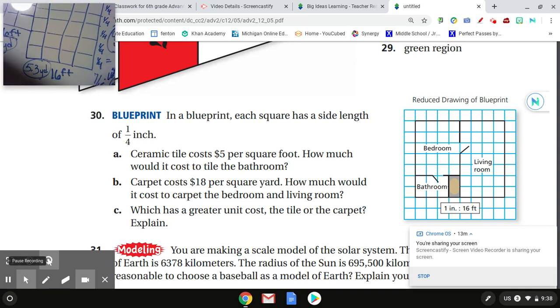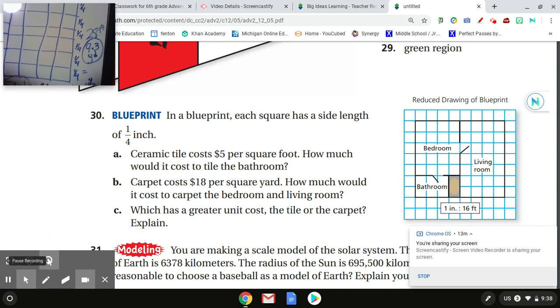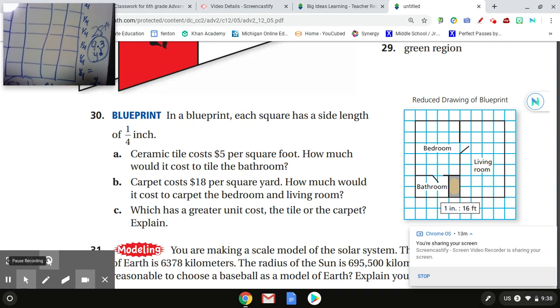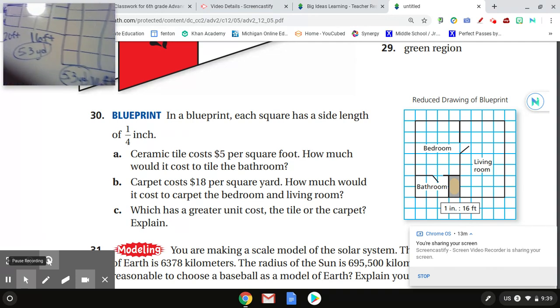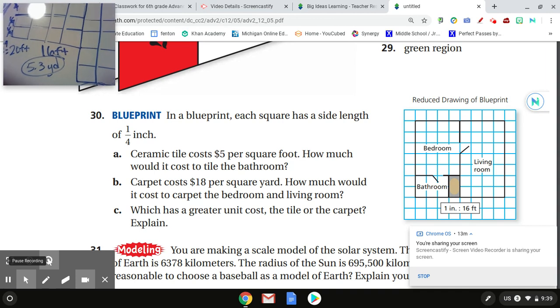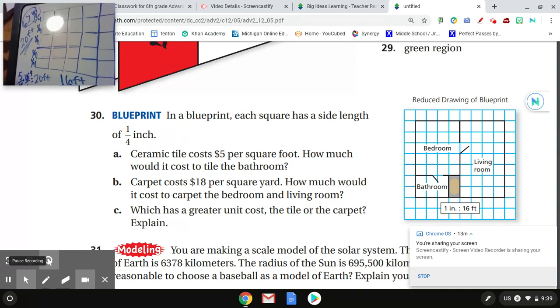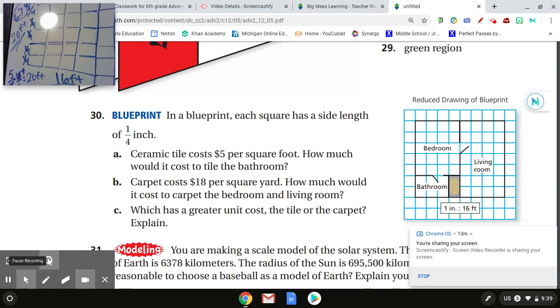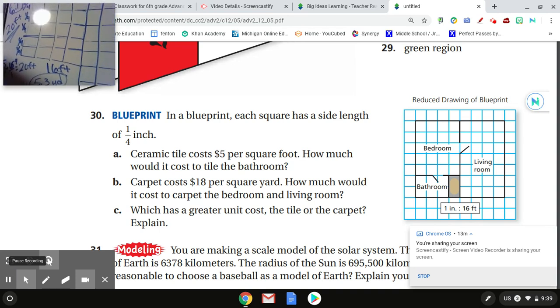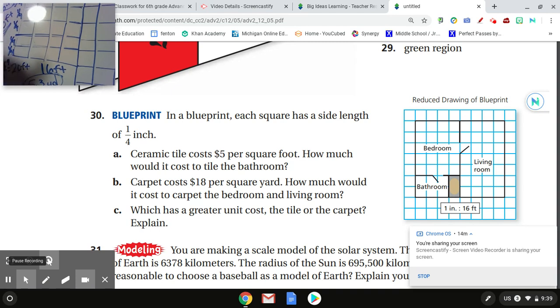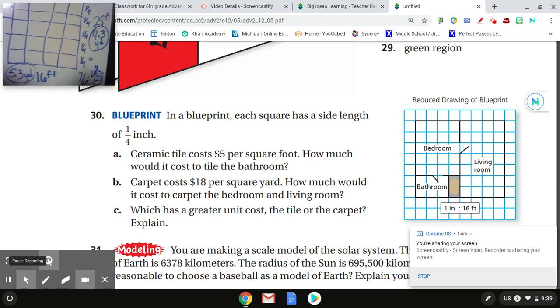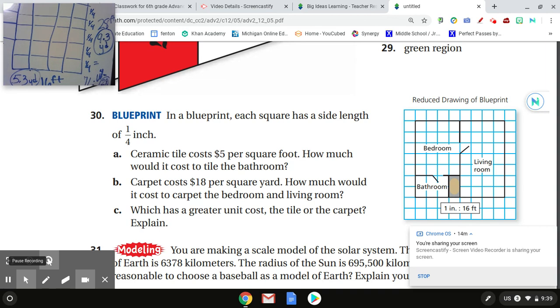Okay, so if you divided each length and width by 3, you should have gotten 9.3 yards by 5.3 for the living room, and then 5.3 width for the bedroom and 6.7, I just rounded, for the length of the bedroom. Then you multiply these two to get your area, right? 5.3 times 9.3 would be the area of your living room. So go ahead and do that and see what you get.